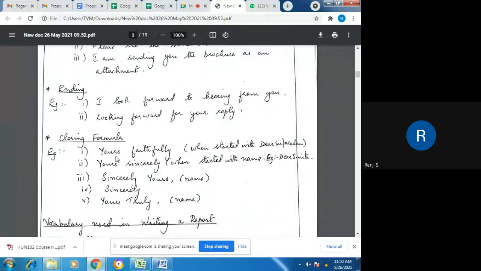Now, when you end a letter, how can you end the letter using beautiful sentences? Only two samples are shown here. You can write it any way you like, but the sentence should seem to be attractive to the reader.